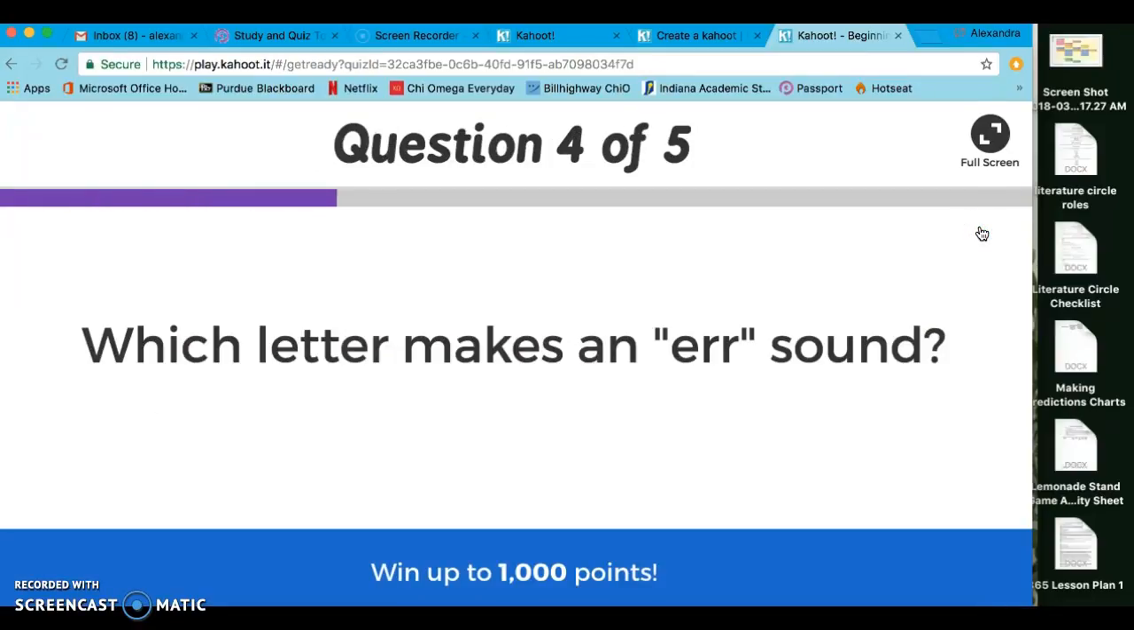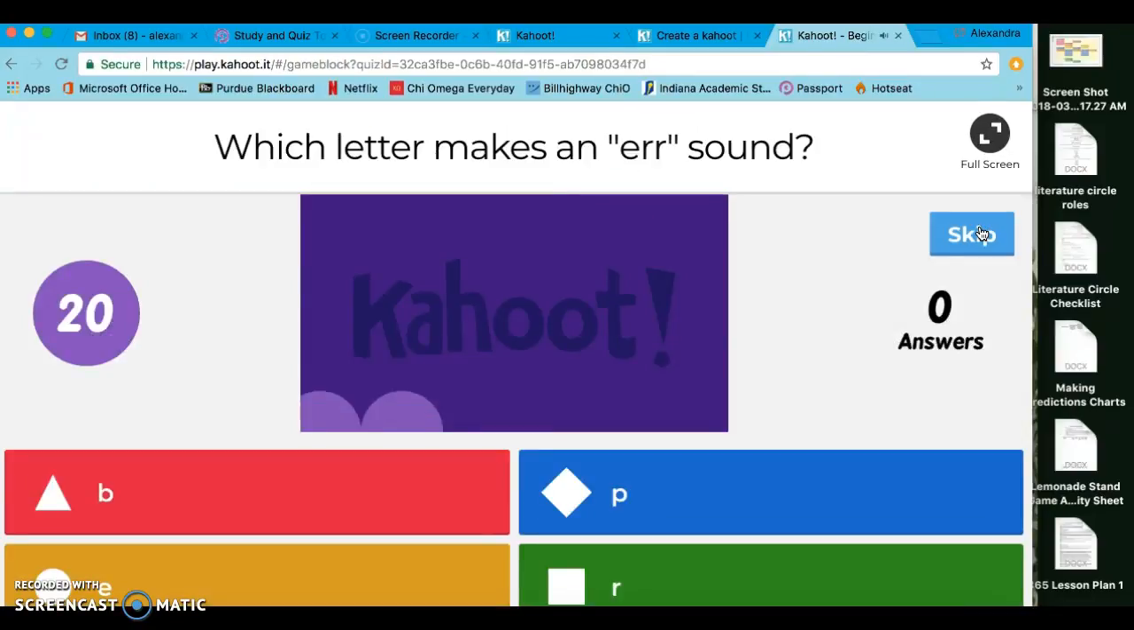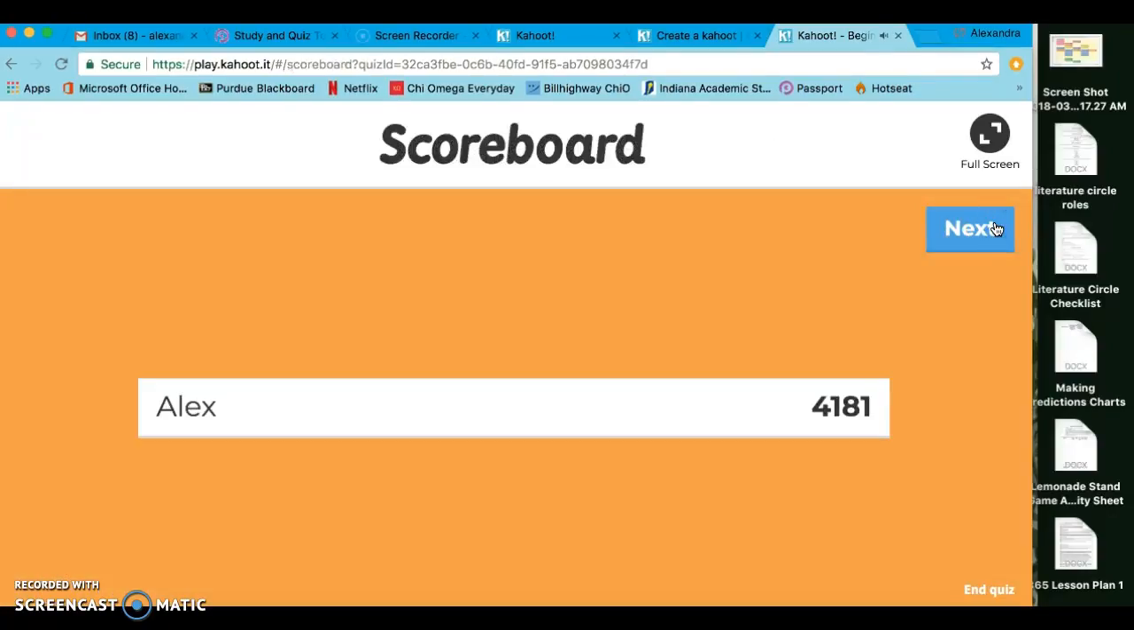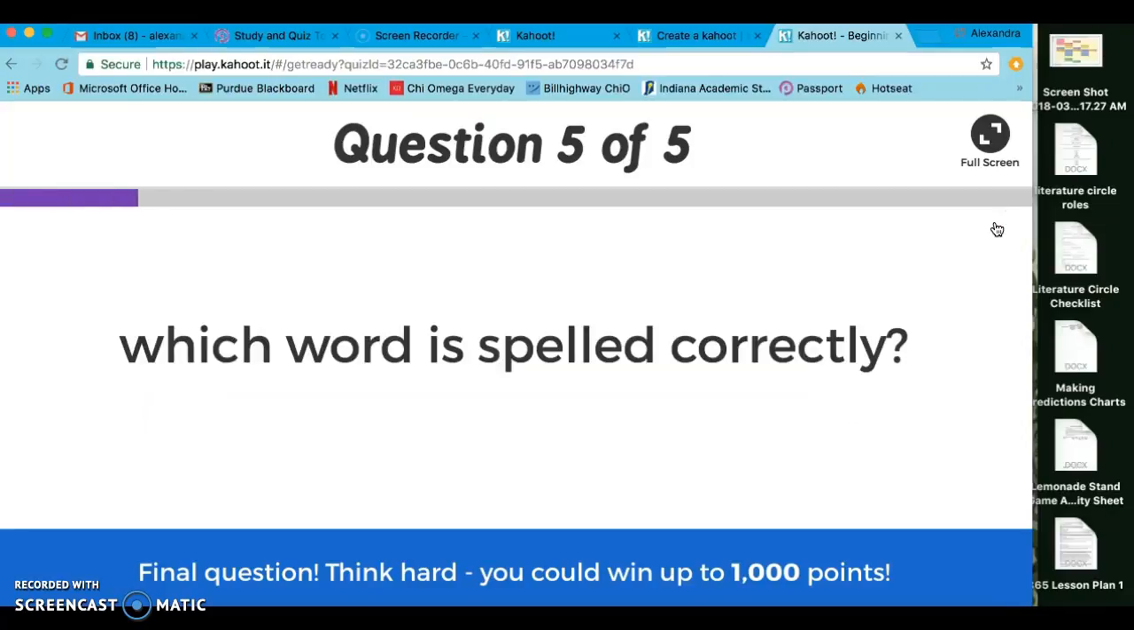So which letter makes an sound? So remember, students are going to be having their own devices, and they're going to be having to click on the corresponding color that they see on their device from the computer. So this is our last question.